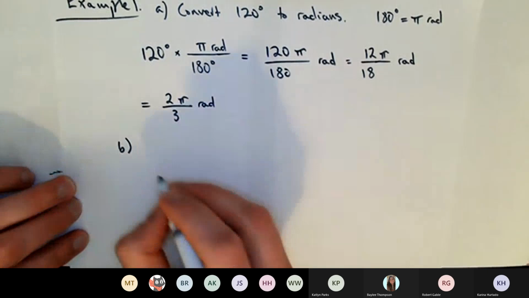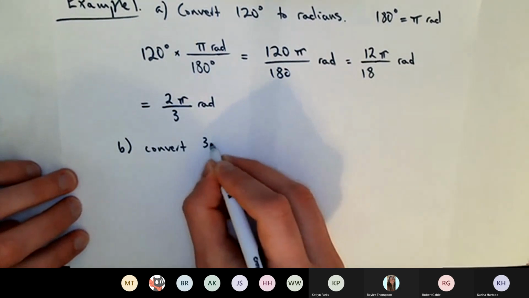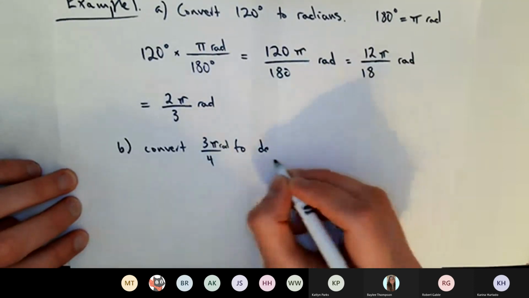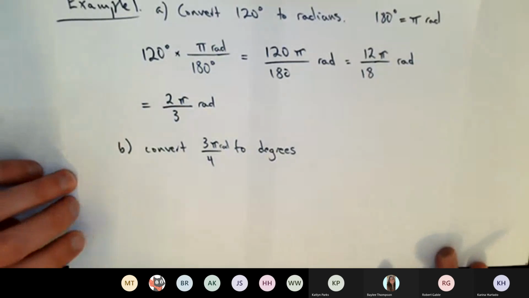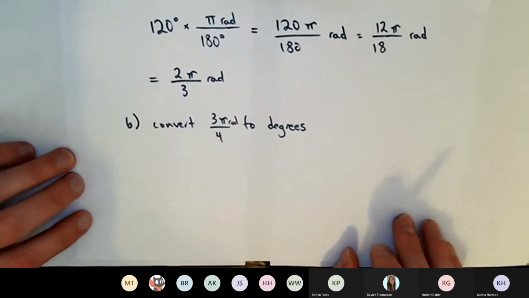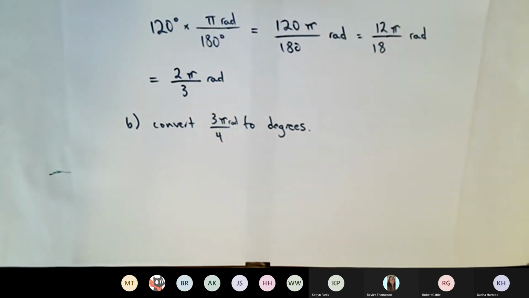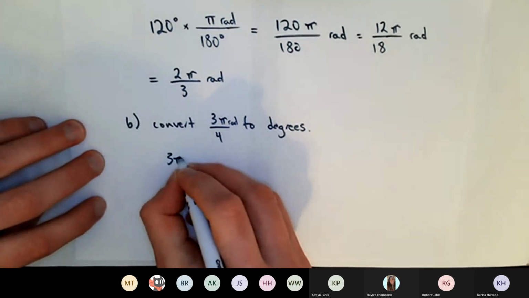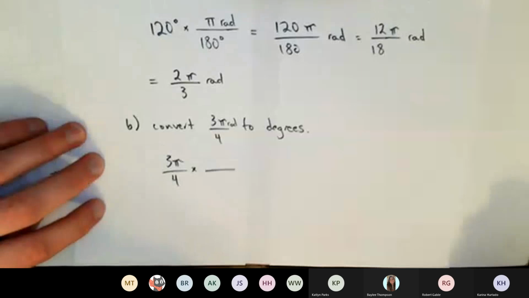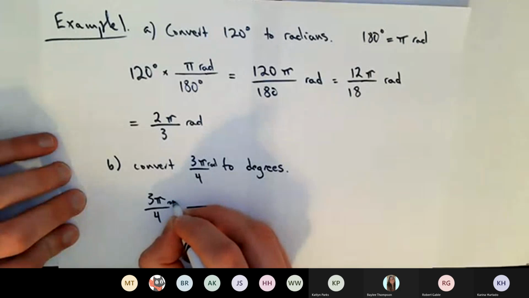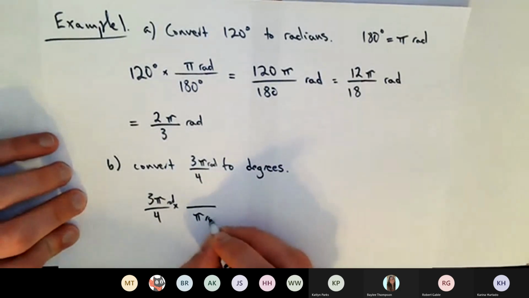How about, convert 3 pi over 4 radians to degrees? If it's got a pi involved, it's pretty much always going to be a measurement in radians, but I'll try to remember to put it there just to emphasize that it is in radians. Okay, so I'll take 3 pi over 4 and I'll multiply by the numbers coming from this conversion rate. I want to get rid of radians, so I'll put that pi radians in the bottom.